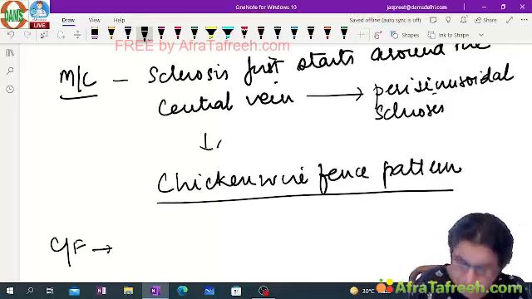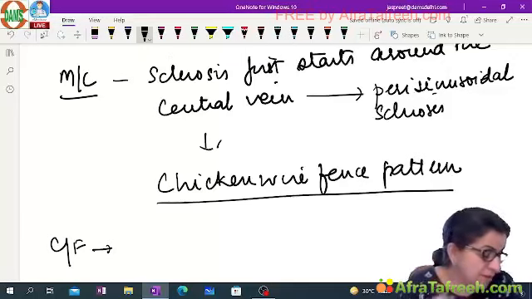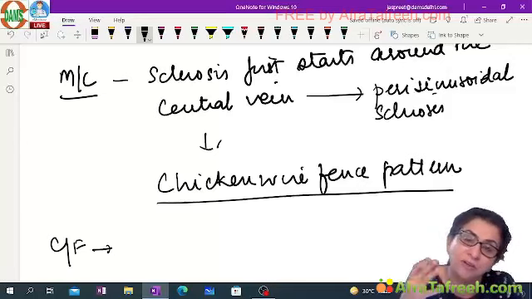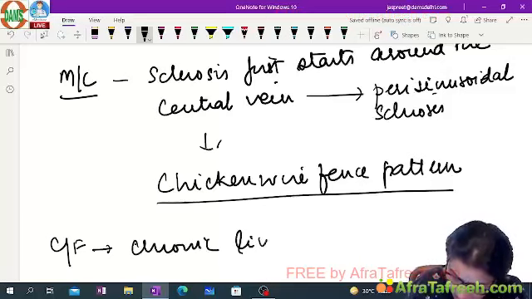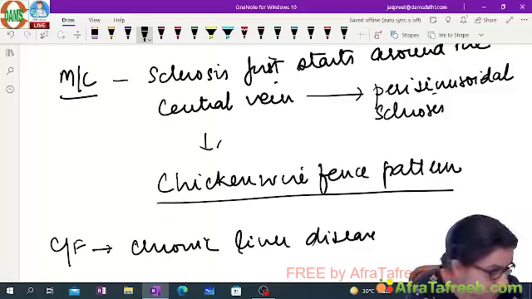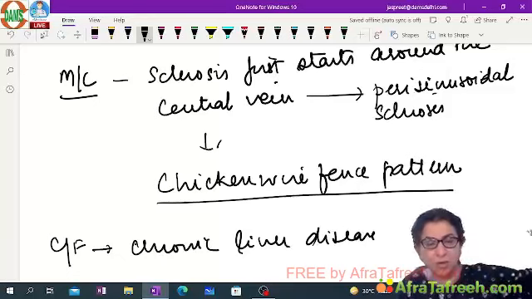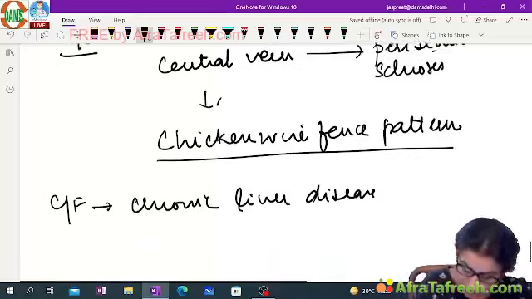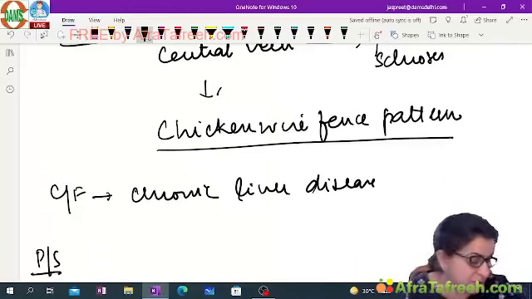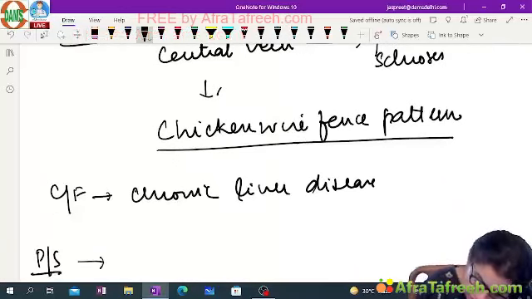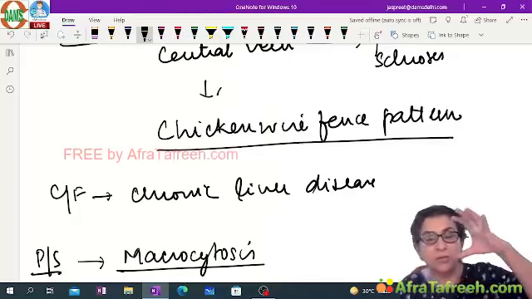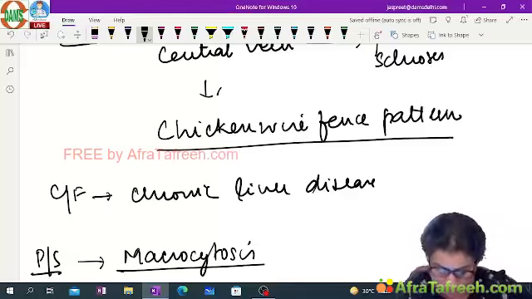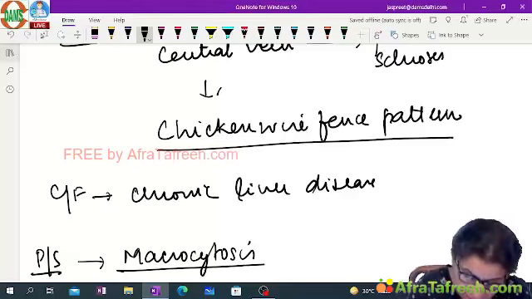Okay, clinical manifestations. When the patient ends up with cirrhosis, he will have all the clinical features of chronic liver disease, like jaundice, hypoalbuminemia, ascites, all those features which we have already discussed. If you look at the peripheral smear of a patient of alcoholic liver disease, you see macrocytosis. I have already told you. So alcohol causes macrocyte formation. So this is about alcoholic liver disease.